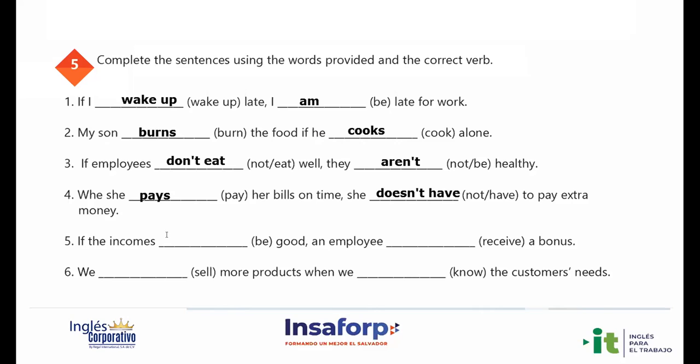If the incomes are good, an employee receives a bonus. We sell more products when we know the customer's needs. Okay, easy, right? Easy peasy.